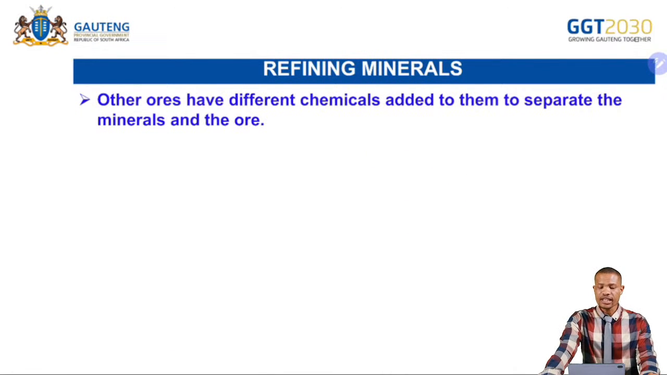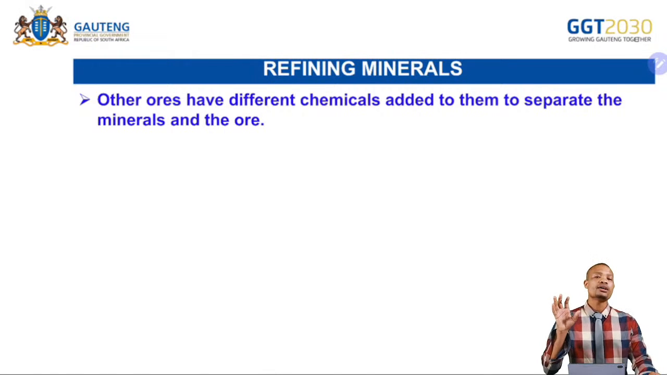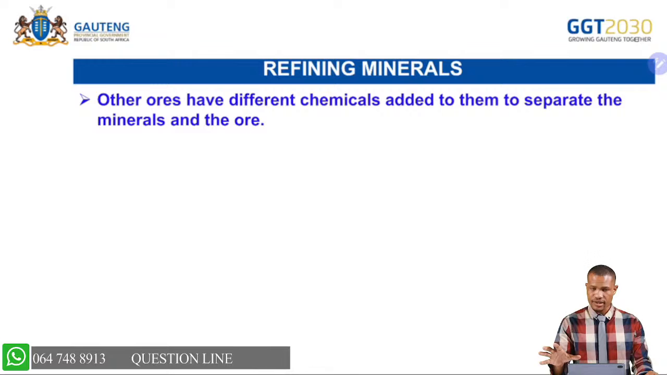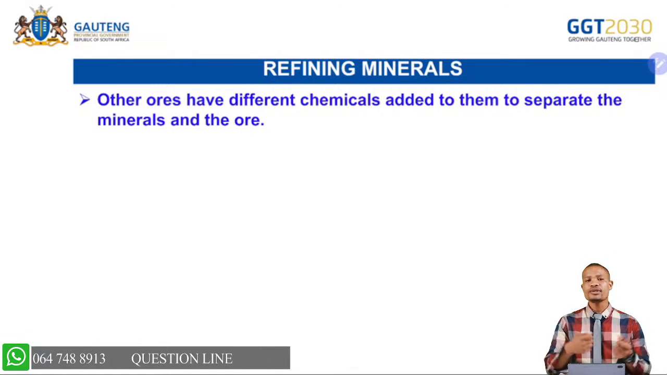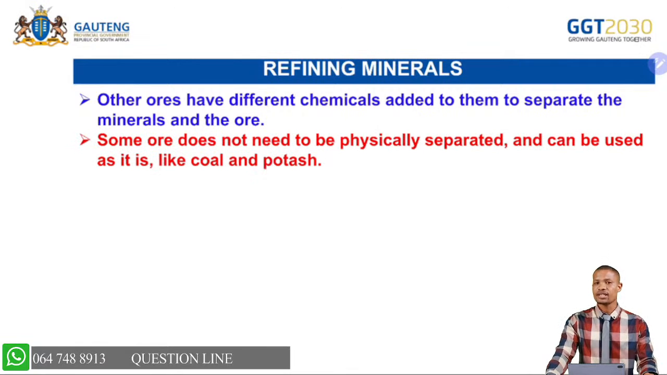Other ores have different chemicals added to them to separate the minerals from the ore. So some minerals are very stubborn. They don't want to separate after all the processing that we've talked about. So we need to add certain chemicals so that they can dissociate from the ore and then we can extract them. Okay, so we use certain chemicals to do that. And once you start using chemicals, you're now using what? Chemical processes.